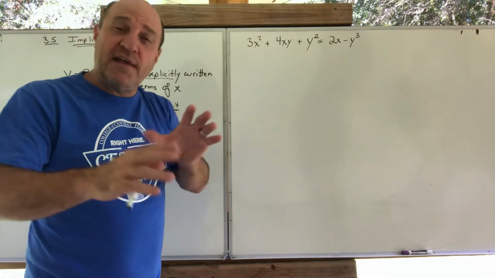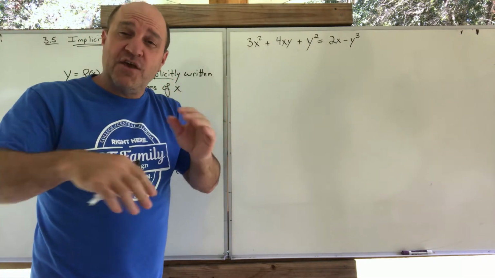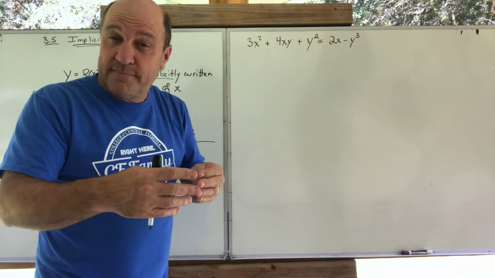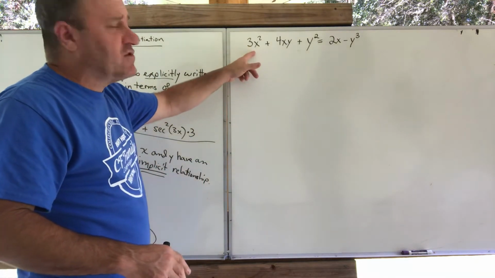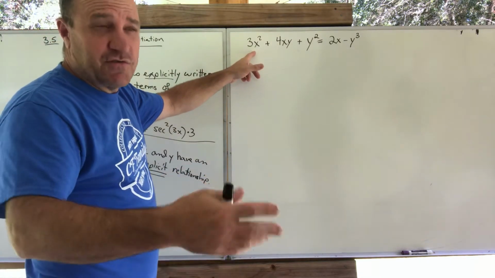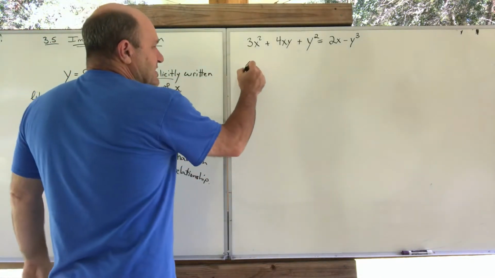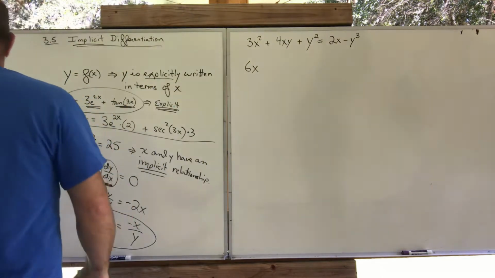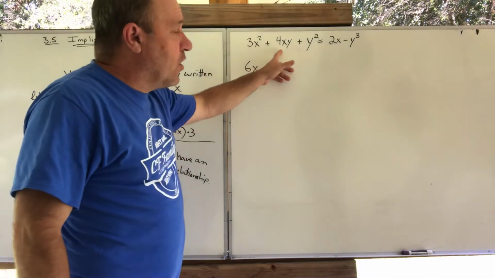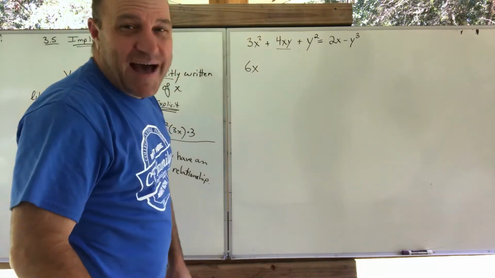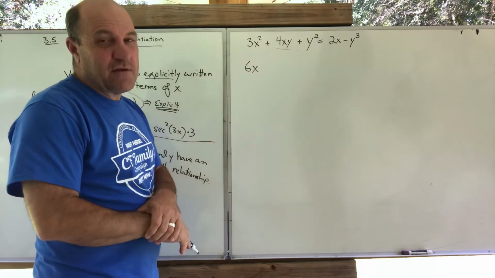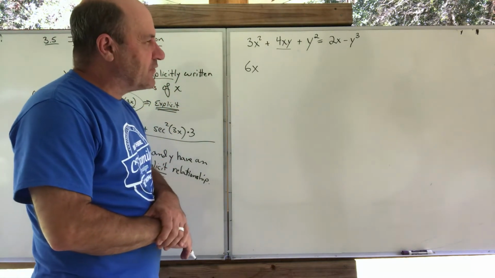So when you run into any other variables that aren't x, you've got to do a little chain rule. Maybe that's a good way to think. But when I walk into this first 3x squared, that's just a derivative with respect to x. That's easy. That's 6x. Okay, here comes a new idea. When I walk into this 4xy, technically that's a little product rule.